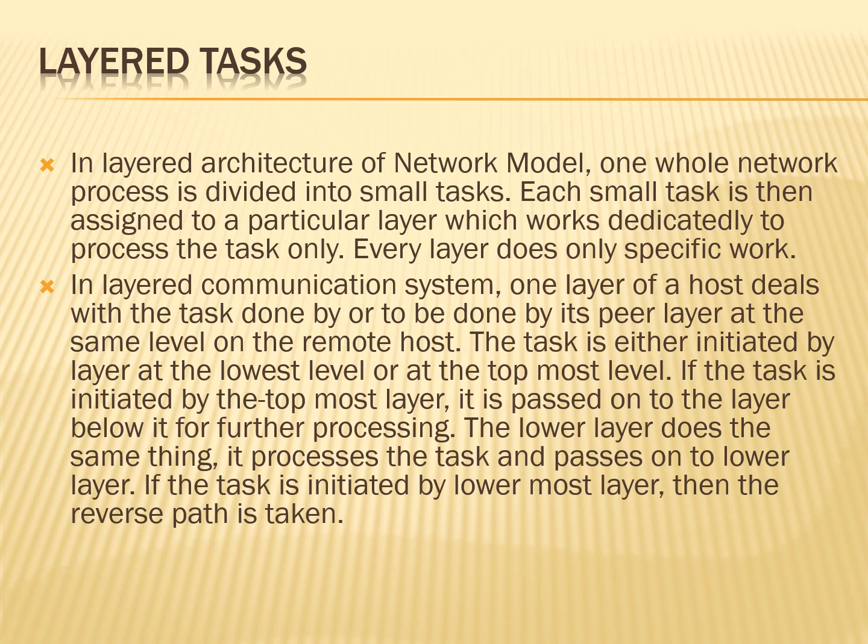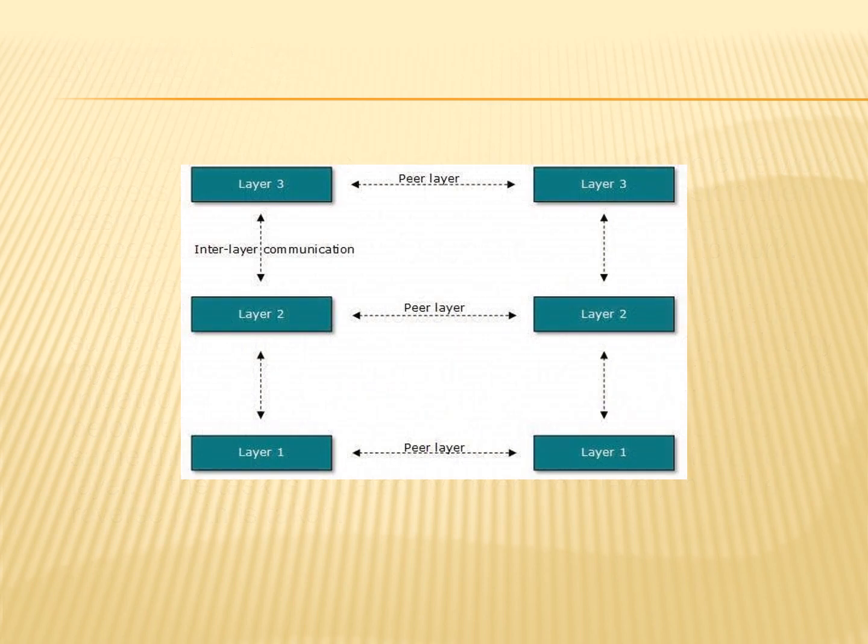If the task is initiated by the topmost layer, it is passed on to the layer below it for further processing. The lower layer does the same thing: it processes the task and passes it on to the lower layer. If the task is initiated by the lowermost layer, then the reverse path is taken. The following figure shows layer 1, layer 2, layer 3.